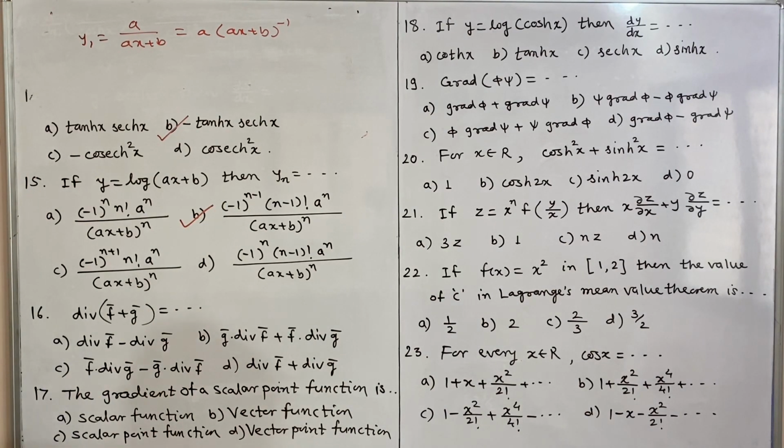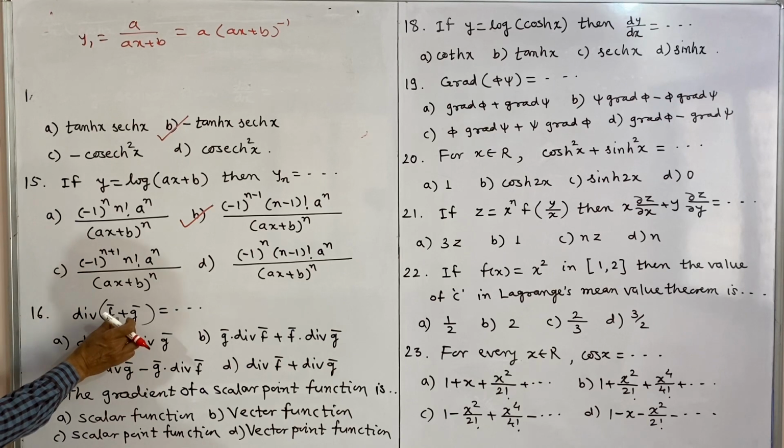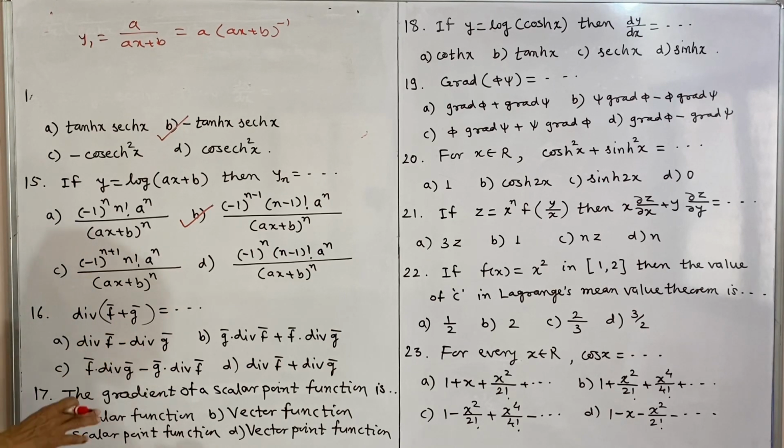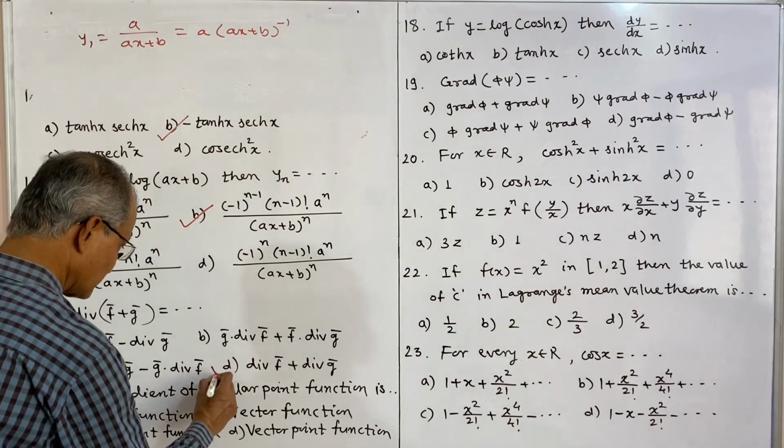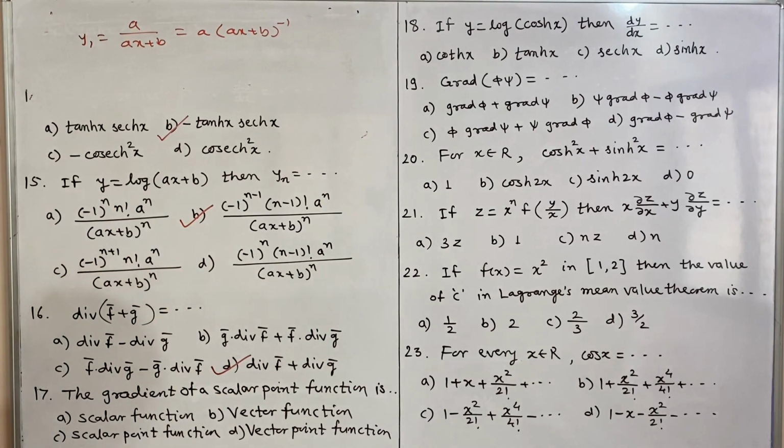Next one is divergence of f bar plus g bar is equal to, and this is simple. For addition or subtraction, the divergence, gradient, curl will follow the formula for the derivative of a sum or difference, and this will be divergence of f plus divergence of g, and that is the last alternative, divergence of f plus divergence of g.